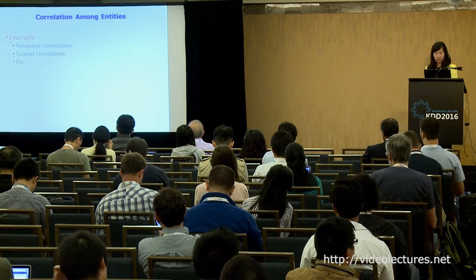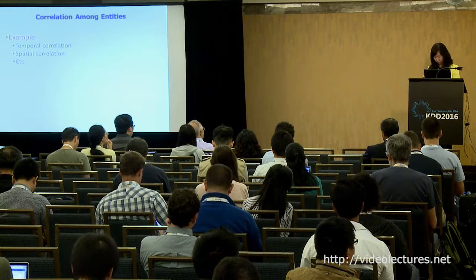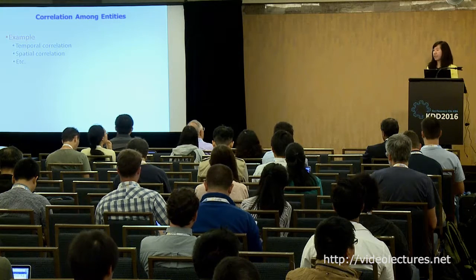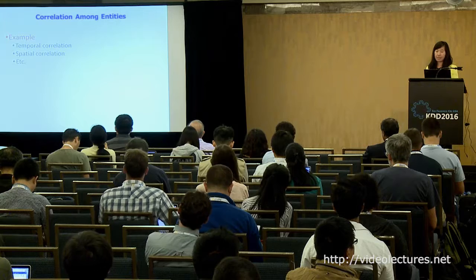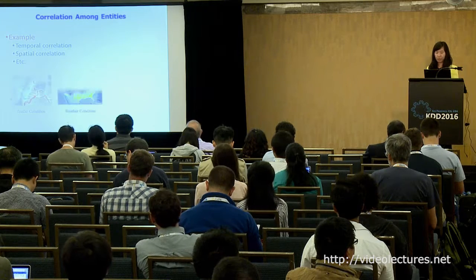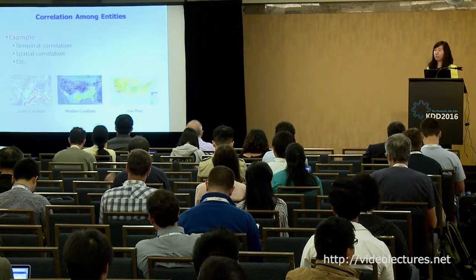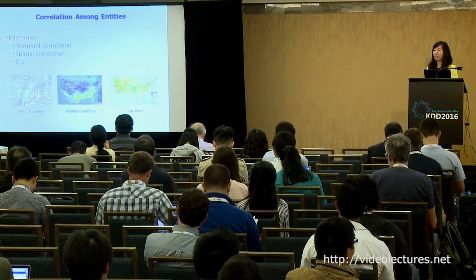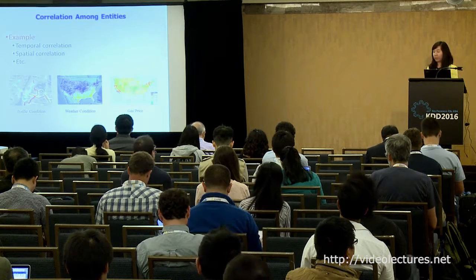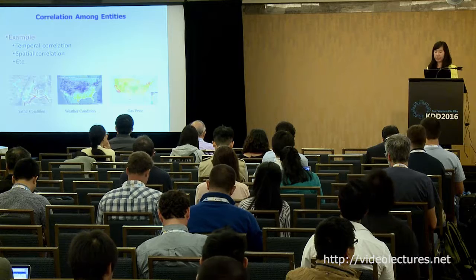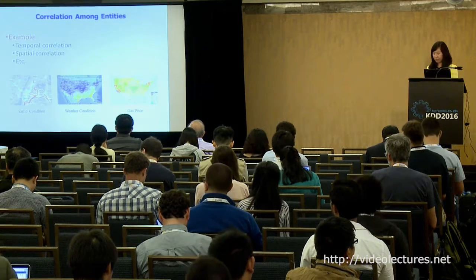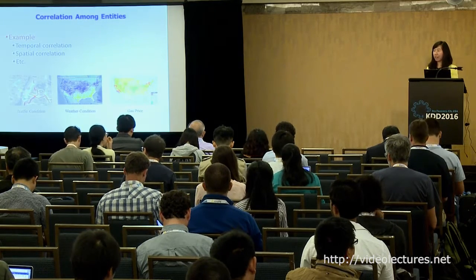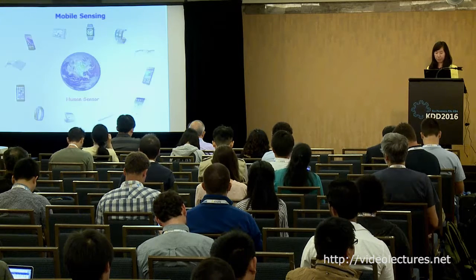So then the next topic we will discuss is the spatial temporal correlations. In many real-world applications, we have spatial temporal data like traffic conditions, weather conditions, or gas price. So on such data, how can we do truth discovery?